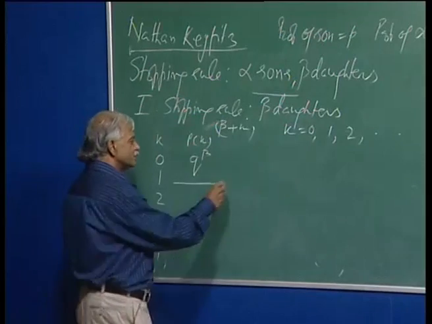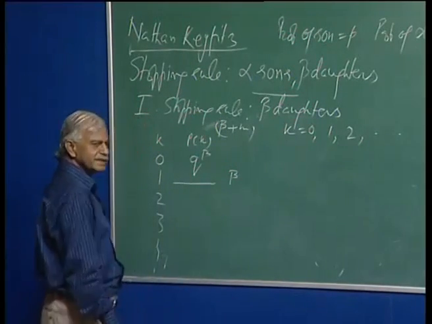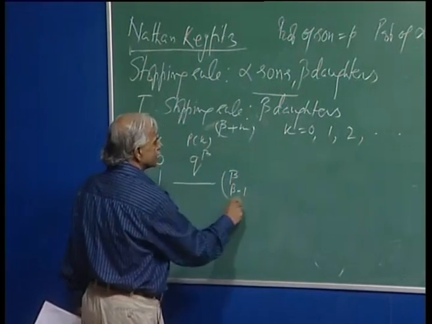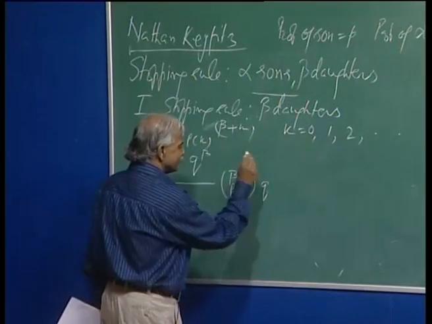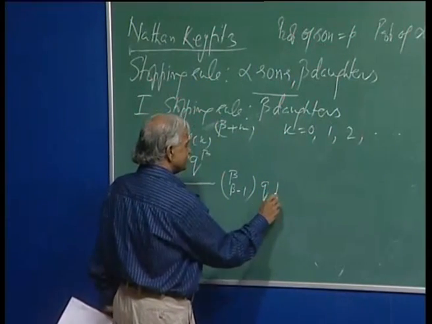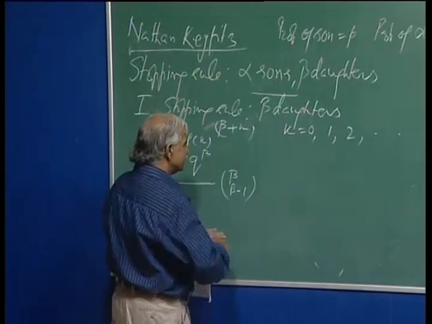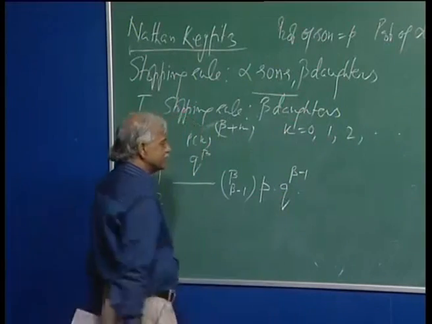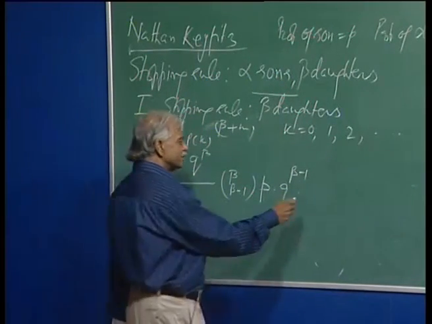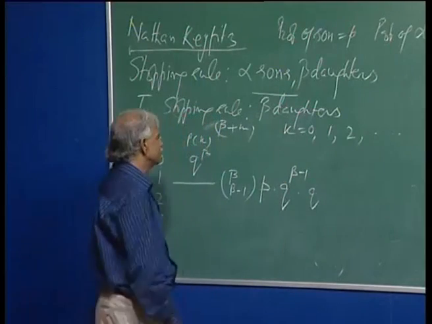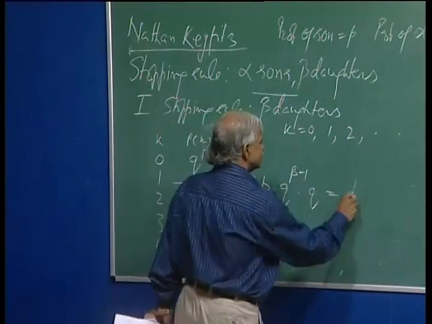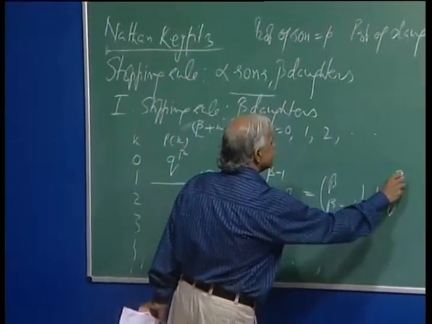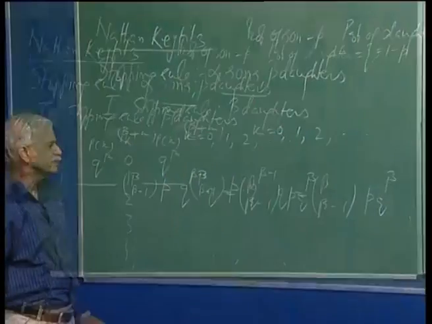Those who, out of the first beta children, had only beta minus 1 daughters. That means there is one son and beta minus 1 daughters, and now the next child to be born is a daughter again. So, beta combination beta minus 1, p and q raised to power beta. This will be the probability.